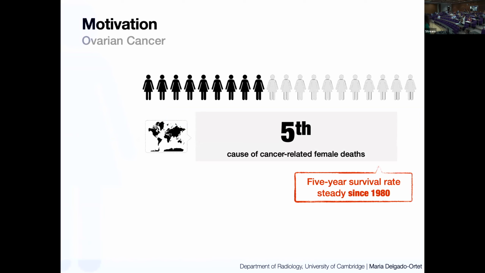So ovarian cancer: every day in the UK, around 20 women are diagnosed with ovarian cancer, and 11 will eventually succumb to the disease. Even though survival rates for most tumors have improved over the last years, it's been steady for ovarian cancer since the 1980s.